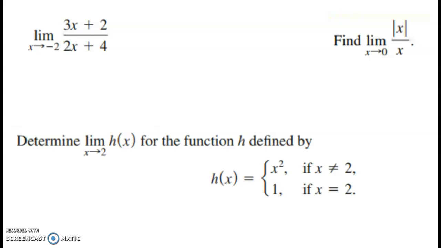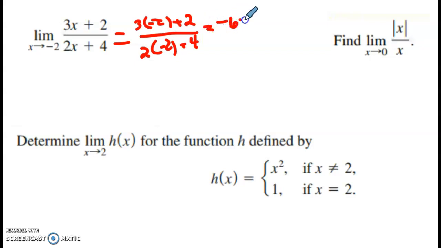The limit as x approaches -2 of this function. Okay, the first thing you want to do, guys, is go ahead and try to put -2 in. 3 times -2 plus 2 over 2 times -2 plus 4. That gives me -6 plus 2 over 0. Ooh, -4 over 0 does not exist. Okay, so I'm thinking this doesn't exist.